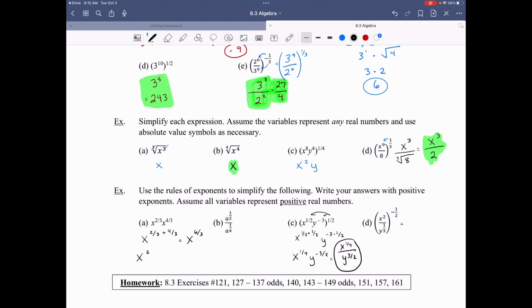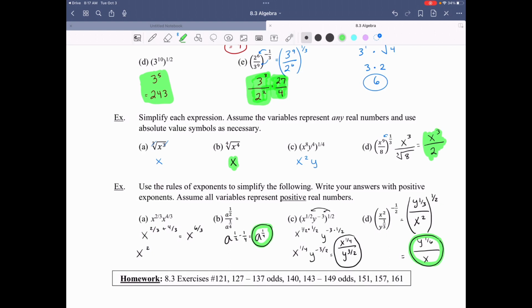For D, since it's to the negative 1/2, I'm just going to flip it so that we're no longer dealing with a negative power. And then I will let you work in your groups to figure out the rest of D and to also figure out B. And I'll be coming around to help. Check your answers. Did you get a to the 1/4 for B? And did you get y to the 1/6 over x for D? Awesome.